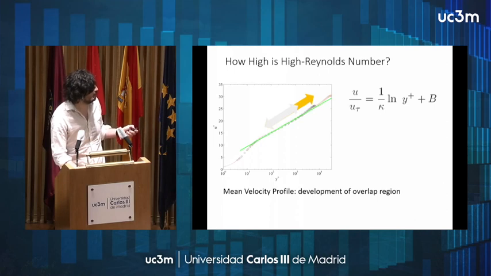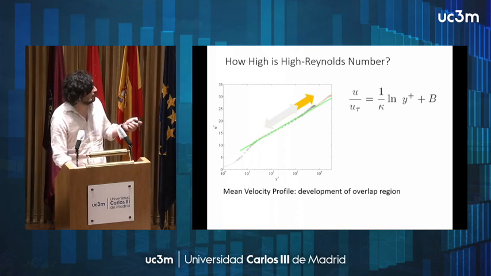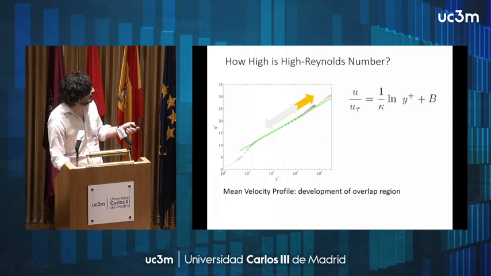High means that at least we have a clear separation of scales, so the large scales are sufficiently separated from the small scales that an overlap region appears. And you remember the overlap region means that we have a logarithmic growth of the mean velocity profile. Here we're looking at the mean velocity scaled by u tau, and this is the wall position in a logarithmic scale. Up here is the wall, and here we're going towards the center of the pipe.